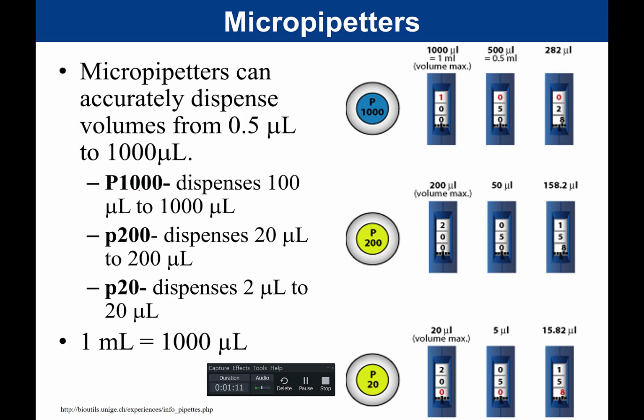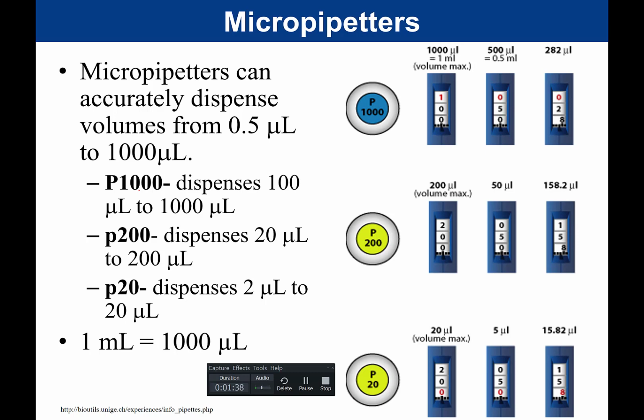There are smaller pipettes. We don't use them in micro, but in molecular biology, we also have what's called a P2, which dispenses 2 microliters as the maximum, 0.2 microliters at the lowest end, the minimum. But those are not routinely used for microbiology. But a P1000, a P200, and a P20 could be used.